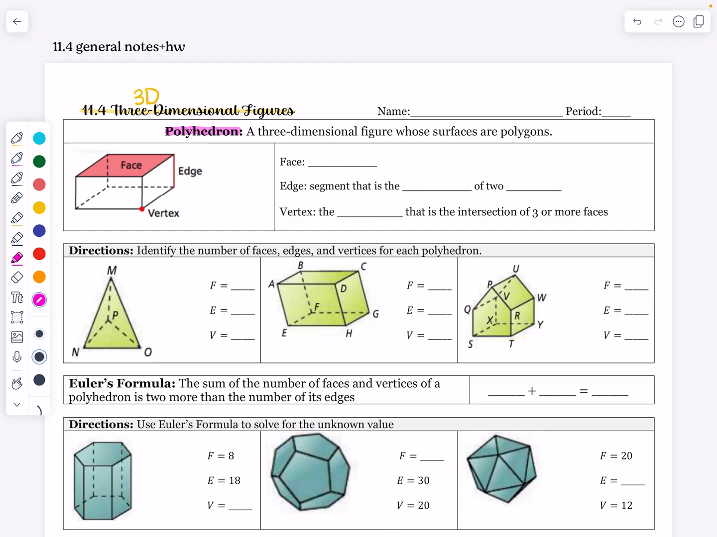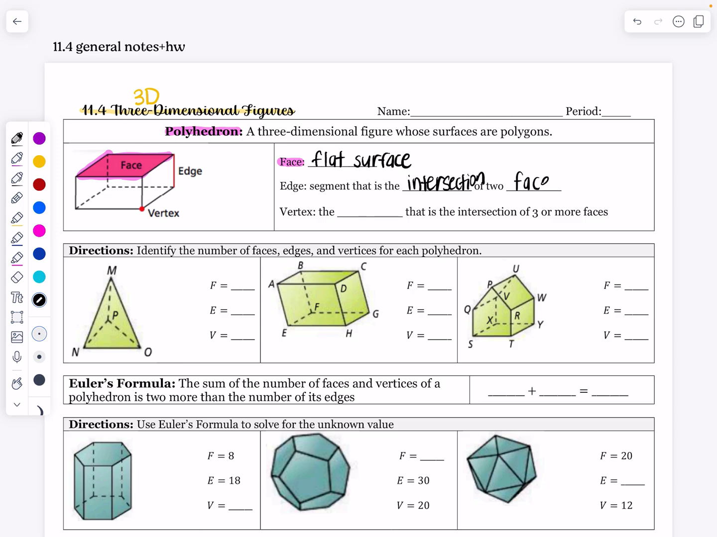What is going to be a face in a polyhedron? A face is going to be a flat surface. So that's what I've just highlighted in our picture. So the face is going to be the flat surfaces. What is an edge? An edge is going to be a segment that is the intersection or the cross of two faces.